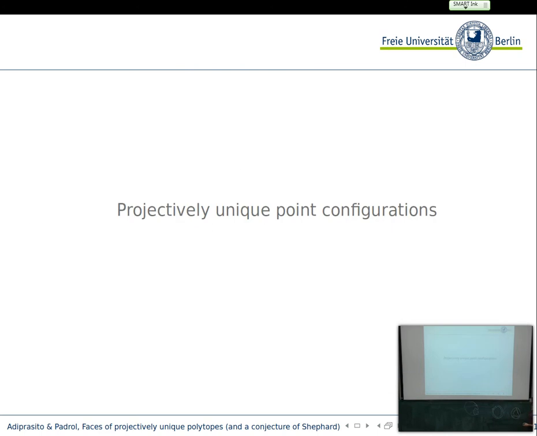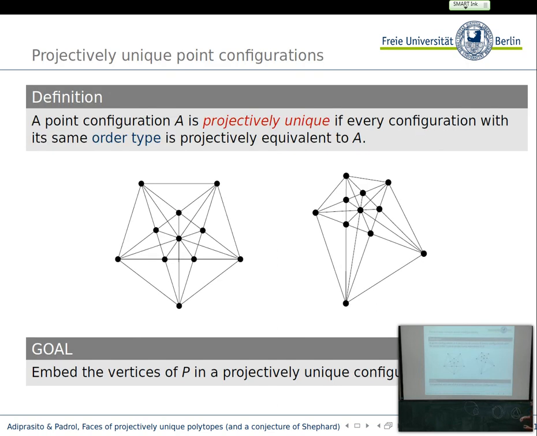Okay. So the first thing we'll do is we'll take our polytope and we'll try to embed it in a projectively unique point configuration. So we have seen this here, projectively unique, in terms of oriented matroids. So if every realization of a point configuration with the same order type is projectively equivalent to it. So for example, our favorite example. And now we want to take our polytope and embed it into a projectively unique point configuration. So for example, our pentagon, which was not projectively unique, can be embedded inside this projectively unique point configuration.